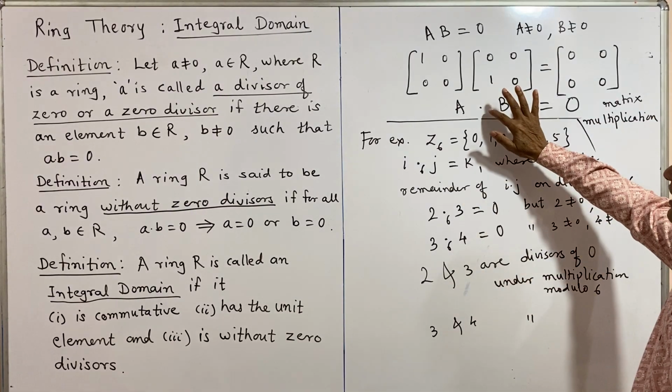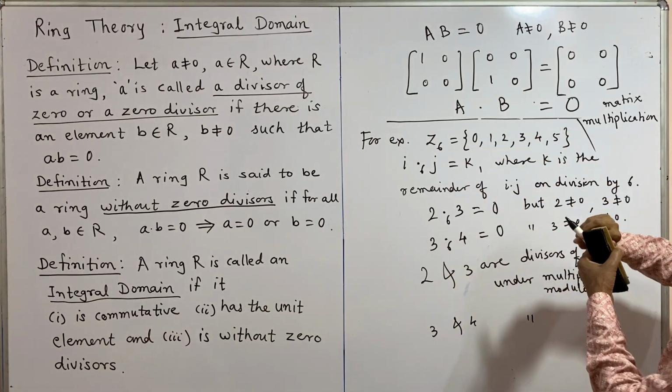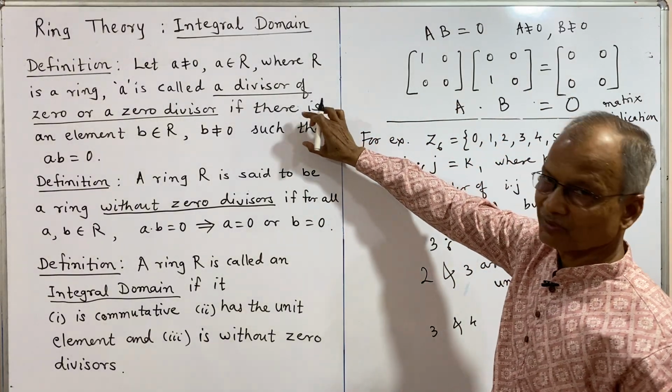Now we have seen here this is not an integral domain because there are 0 divisors. a b equal to 0, a is not 0, b is not 0 means there exist 0 divisors.